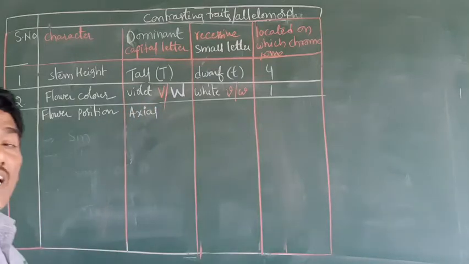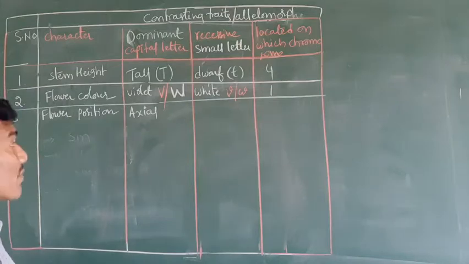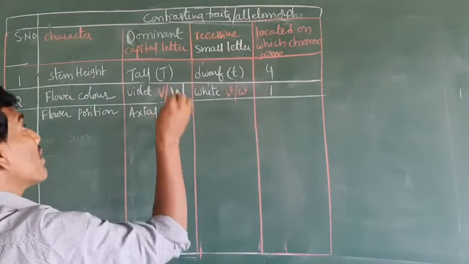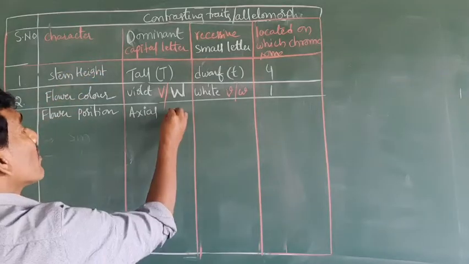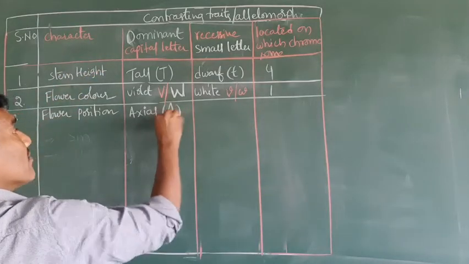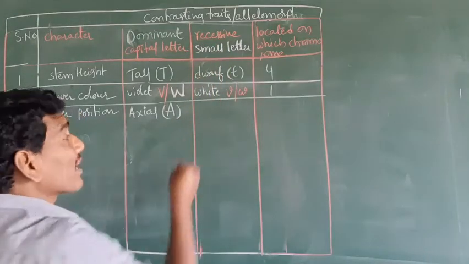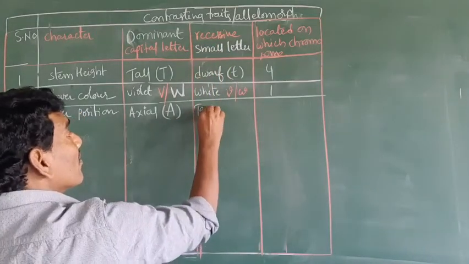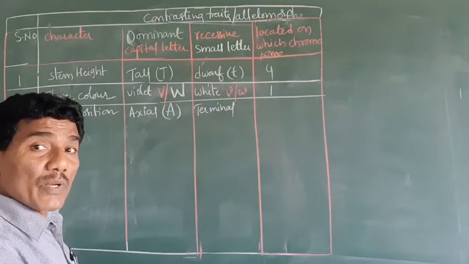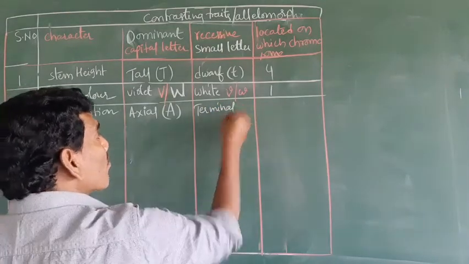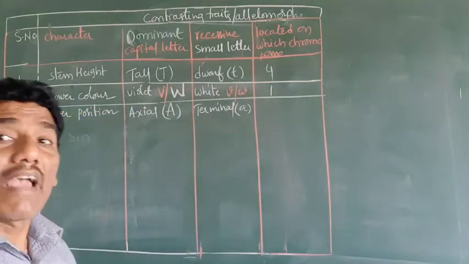Axile, otherwise axillary position. The axillary position of the flower is represented by capital A. Here there is also the recessive character, terminal. Terminal characters are represented by small a. What is meant by axil?